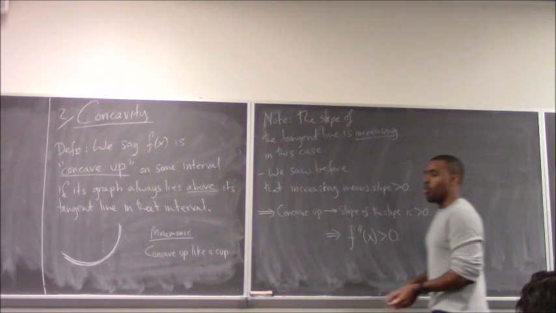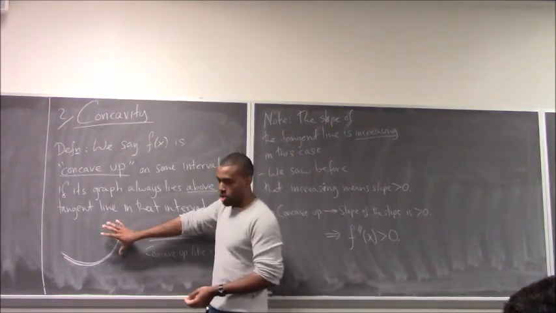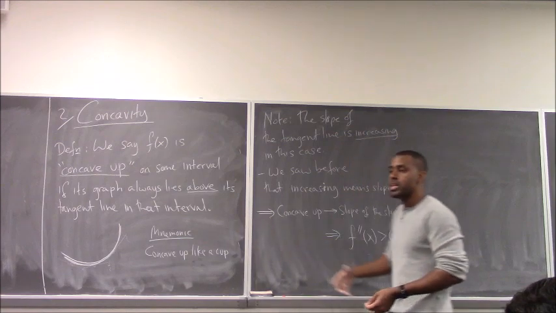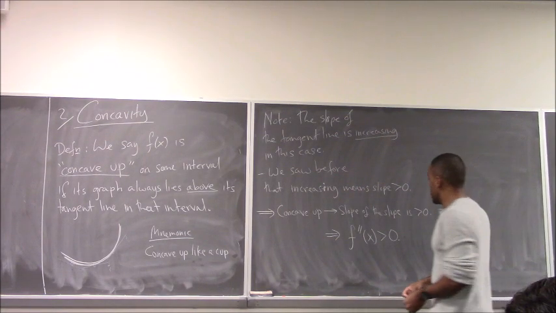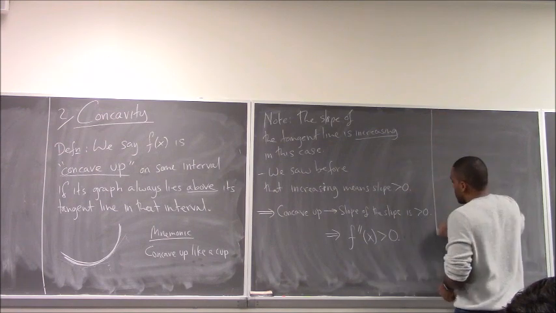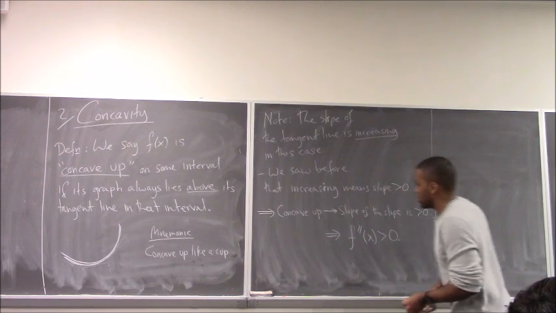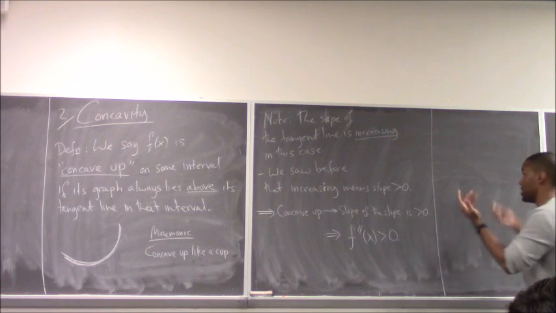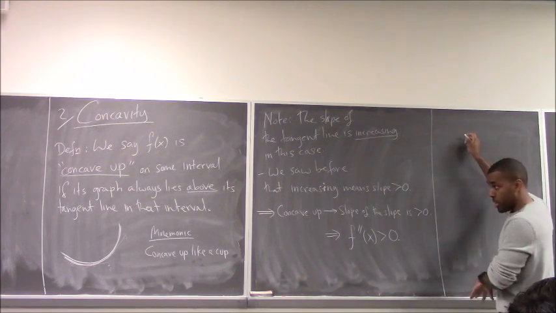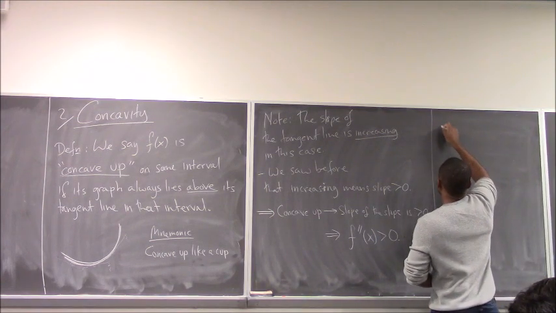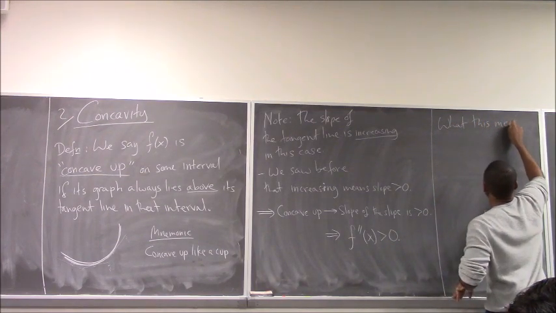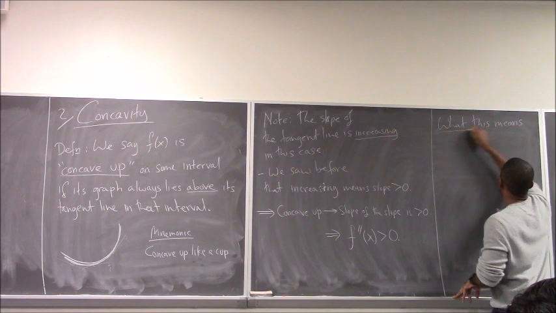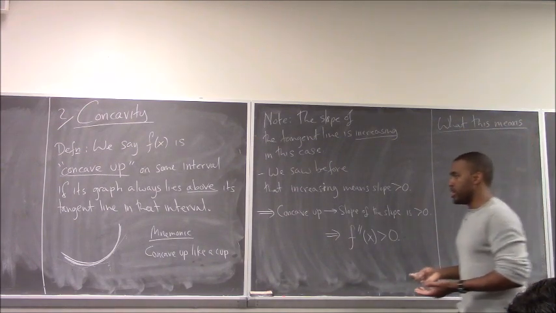And I'm going to talk about why this behavior is important. If you see this sort of behavior on a graph, it can mean a lot of things. You can interpret that in a lot of ways. So I'm going to tell you what it means now, and then I'll describe concave down. So what this means, there are 3 main cases.